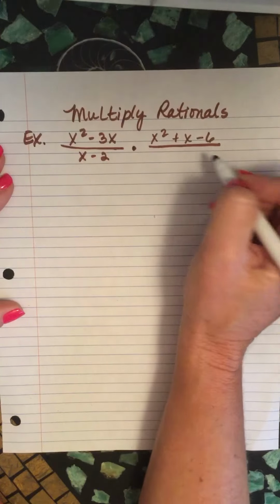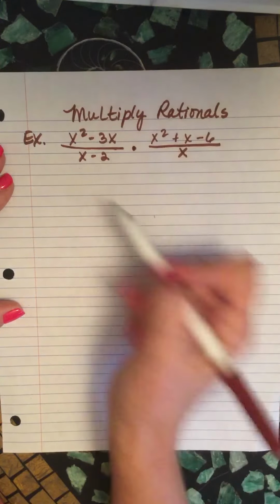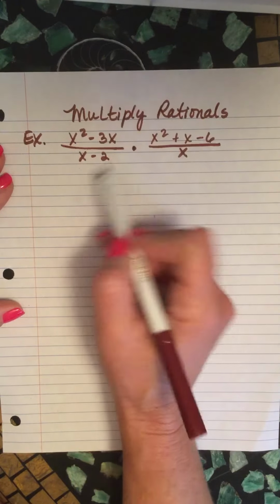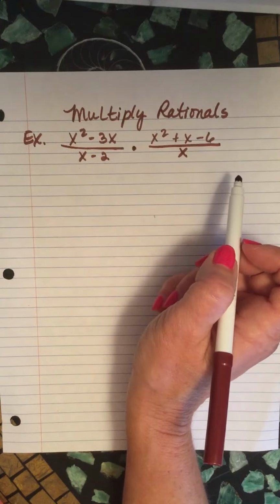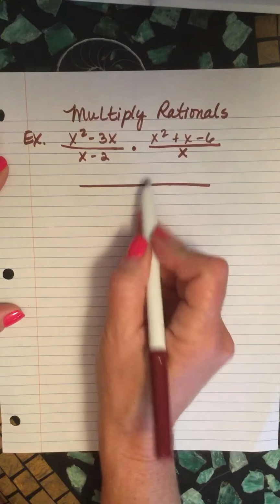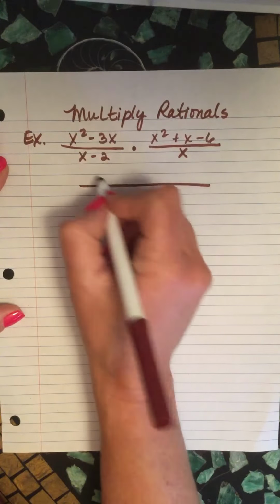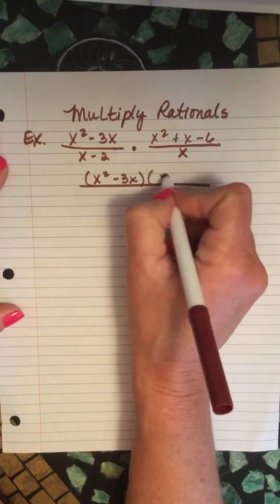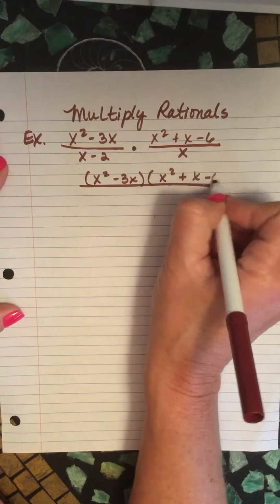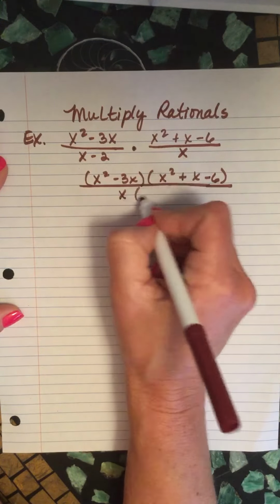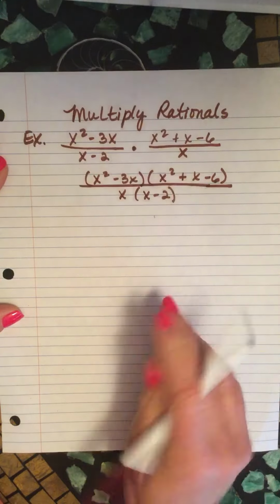Okay, so if you recall, when we multiply fractions, we multiply the numerators together and the denominators together. And so we pretty much have all of this stuff in the numerator multiplied together over everything in the denominator multiplied together. So I'm going to put parentheses, (x squared minus 3x) times (x squared plus x minus 6), and then I'm going to put this x first, and then x minus 2.